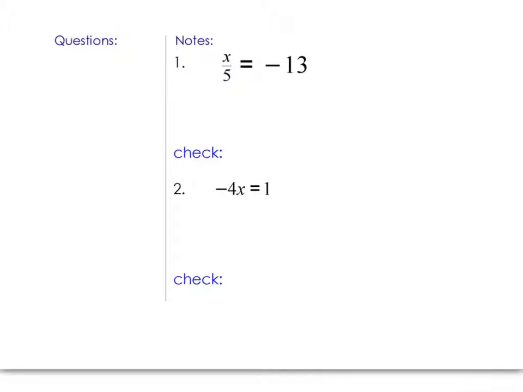Let's try these. I got x divided by 5 equals -13. Well, to undo division, I multiply both sides by 5, or 5 over 1. Those 5's cancel. Draw my waterfall. x equals -13 times 5 is -65.